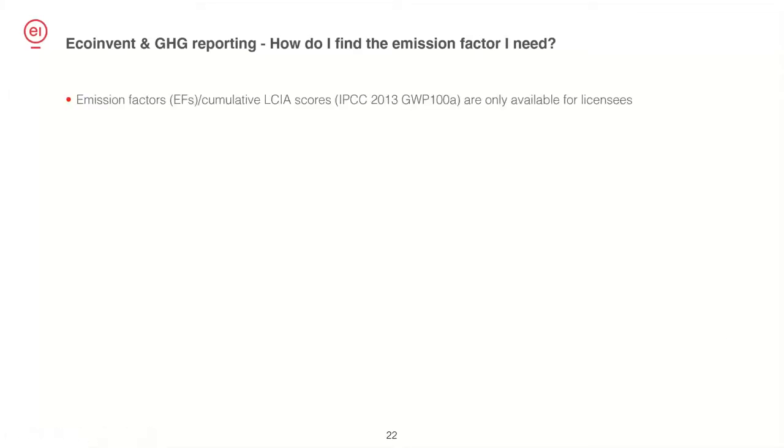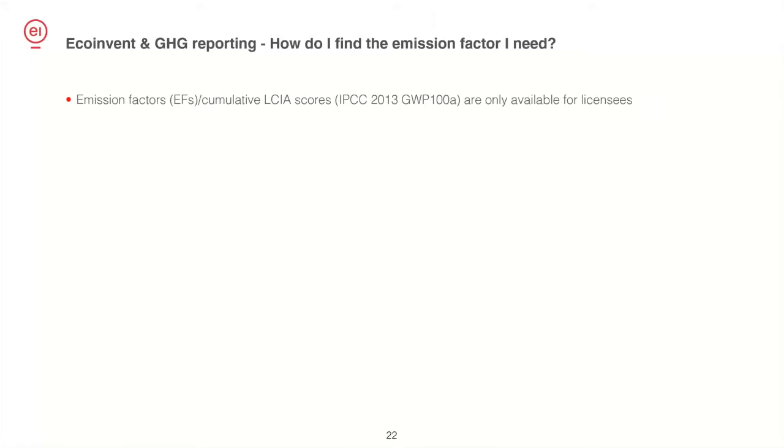So first thing to note is that emission factors, or as we call them in ecoinvent, cumulative LCIA scores, are only available for licensees. So if you do not have a license, you can also not access any emission factors. When we talk about emission factors in the context of the GHG reporting, we always refer to the global warming potential 100 years of the IPCC 2013 method.